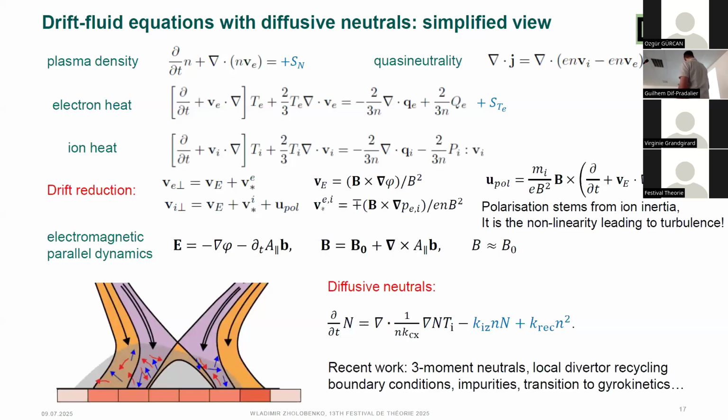The code is electromagnetic. We have not just the electrostatic, but also the electromagnetic potential, acting non-linearly also through all the parallel operators. All right, that's the plasma model.